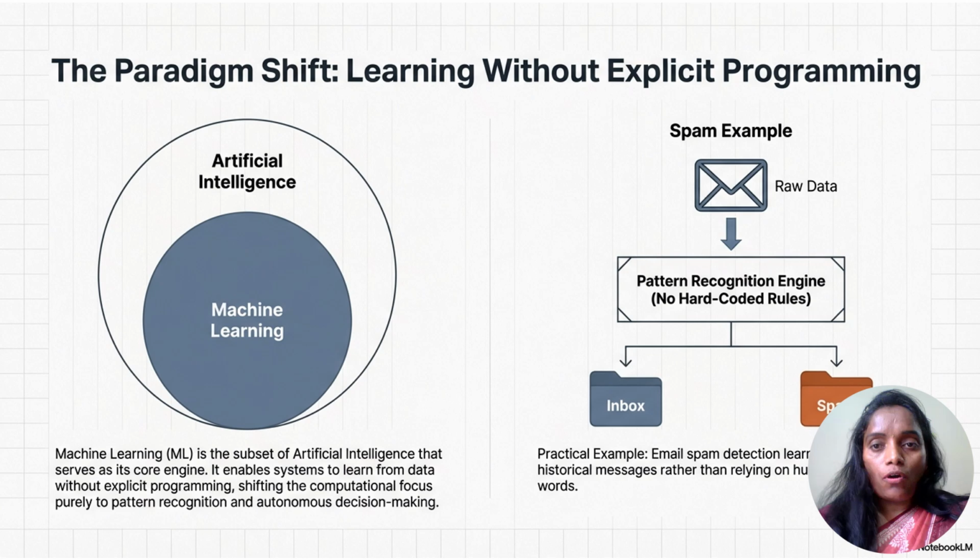Machine learning can be formally defined as the study of algorithms that improve automatically through experience. This means the system becomes more accurate as it processes more data. The key idea is very simple, that is learning from the data, which improves performance and makes predictions.